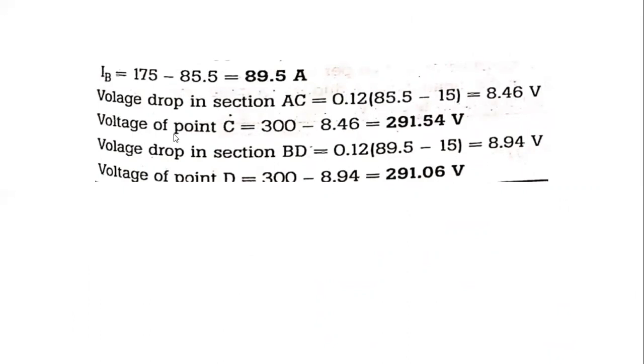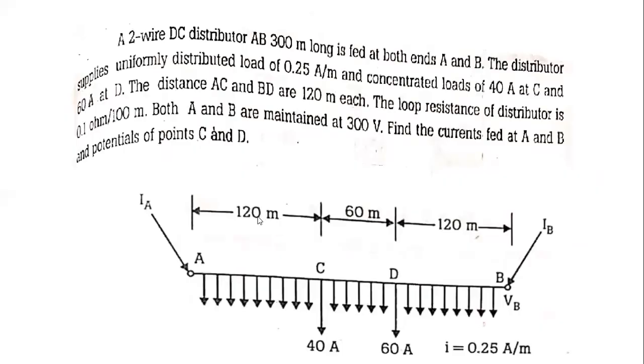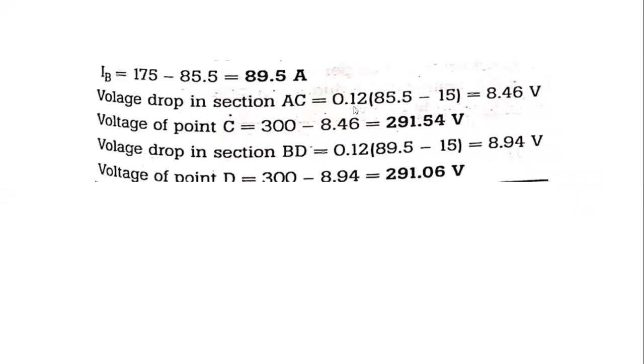Similarly, we calculate the voltage at point C. How will we calculate the voltage at point C? That is the total voltage, that is 300, minus the voltage across the A to C section. The voltage across the A to C section is 8.46. Similarly, we calculate the voltage drop in section BD.